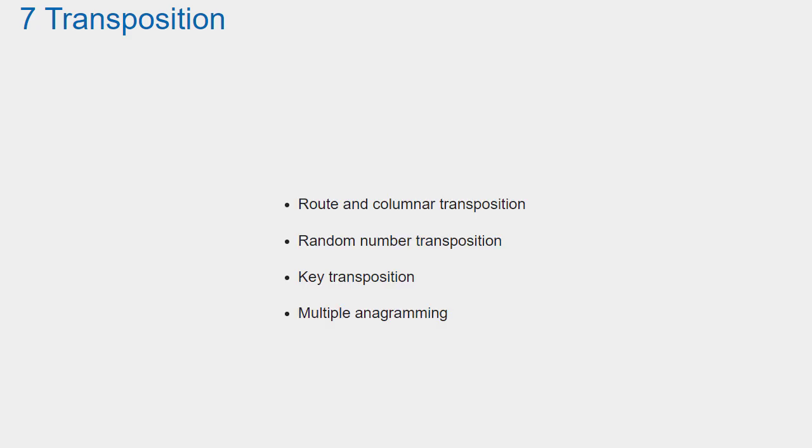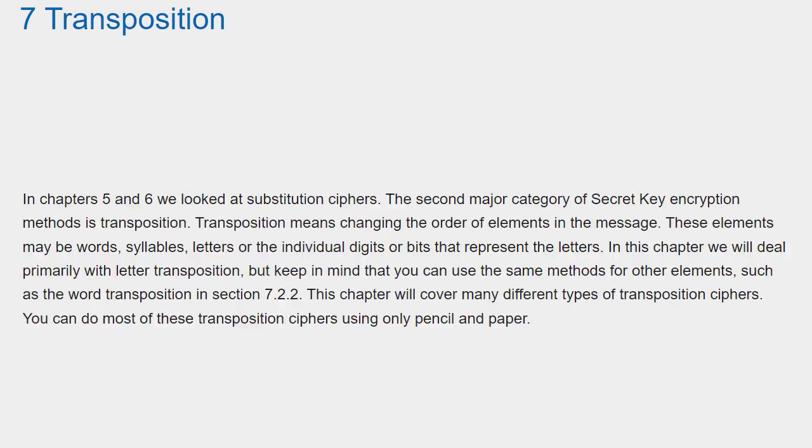Chapter 7. Transposition. This chapter covers route and columnar transposition, random number transposition, key transposition, multiple anagramming. In chapters 5 and 6 we looked at substitution ciphers.